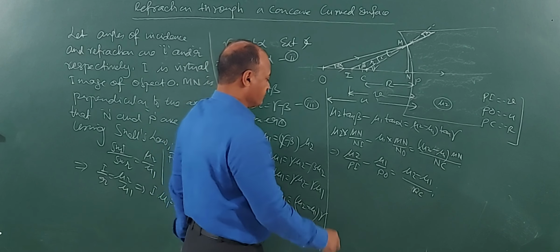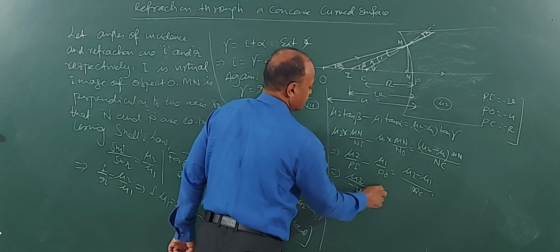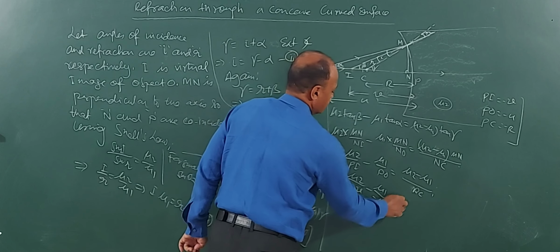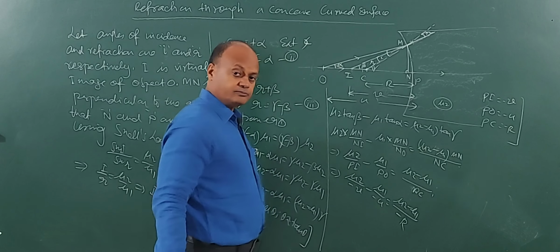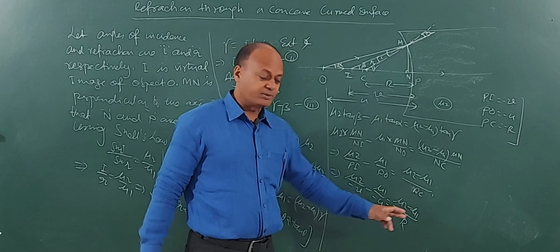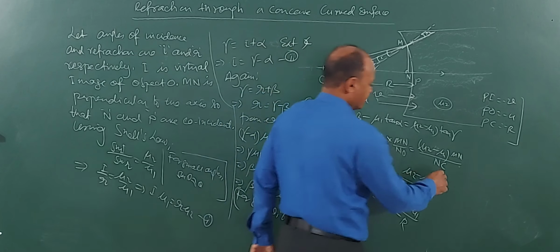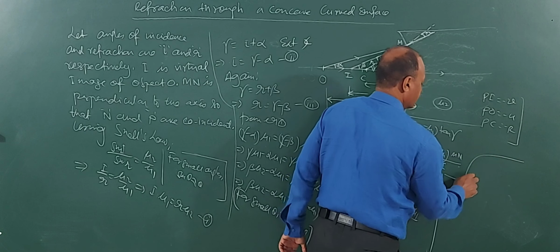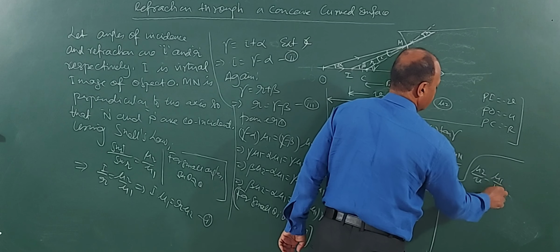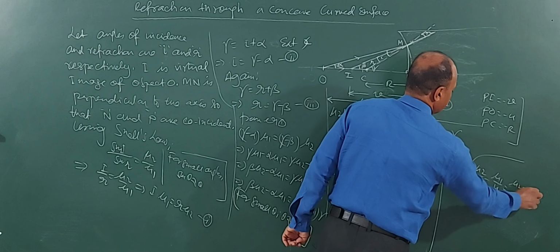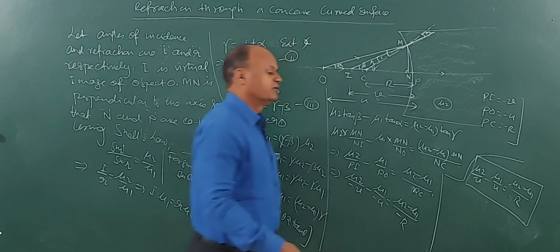So if I put it here, children, how much do I get? Mu 2 divided by minus v minus mu 1 divided by minus u is equal to mu 2 minus mu 1 by minus r. And then we multiply all by minus 1. So all this minus becomes what? Plus. So what do we get? We get mu 2 by v minus mu 1 by u is equal to mu 2 minus mu 1 by r. And this is the formula we got.